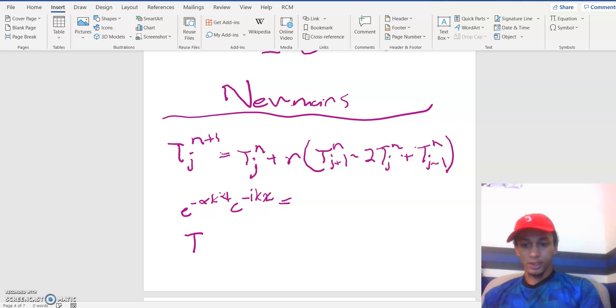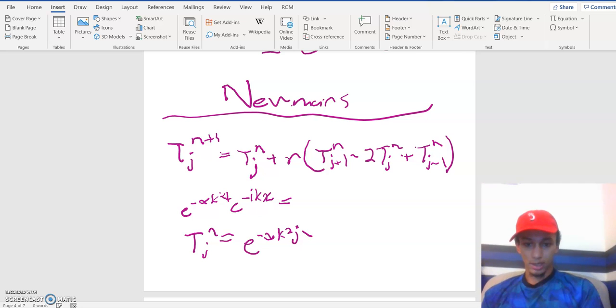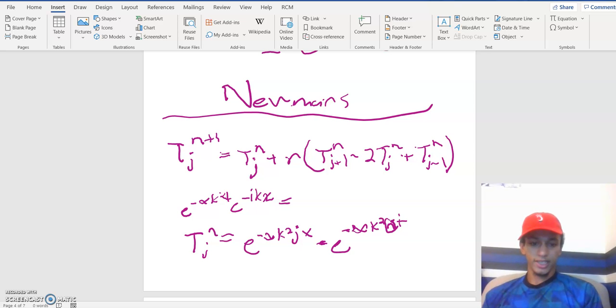And when we do this for T_j^n, we'll get T_j^n is equal to the same thing, e^(ik j Δx) times e to the negative alpha k squared n Δt. Here the n is our time increment, and the j is our spatial increment. And these x's and t's are deltas, so they're changing.